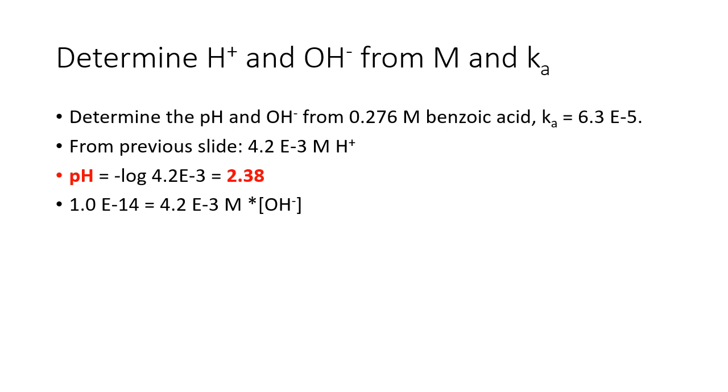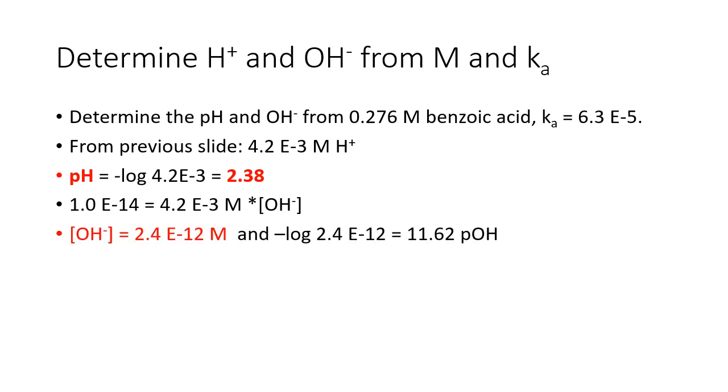I choose to do Kw this time. And I find that my OH- concentration is 2.4 times 10 to the negative 12. Now, if I take the negative log of that, I get 11.62 is the pOH. Now, I want to confirm that if I went the other path, I would get the same thing. So I'm going to calculate what the pOH would be if I did 14 minus 2.38. And lo and behold, it also comes out with 11.62.